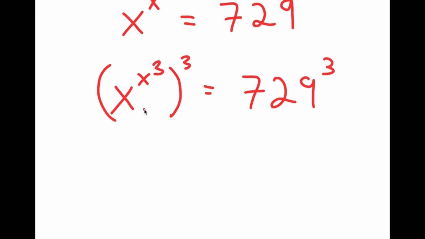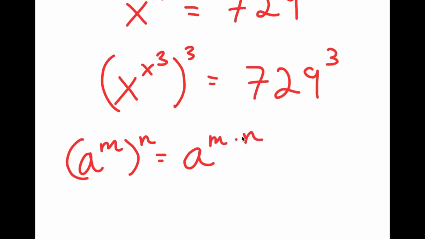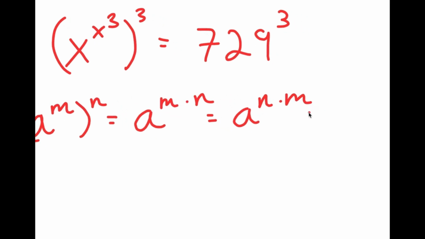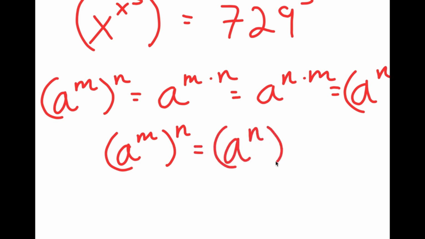Now, if I have something in the form a to the power of m to the power of n, this is the same thing as a to the power of m times n. Now, m times n, I can also rewrite as n times m. And if a to the power of m to the power of n is equal to a to the power of m times n, then a to the power of n times m should also equal a to the power of n to the power of m. So in simpler terms, a to the power of m to the power of n is equal to a to the power of n to the power of m.